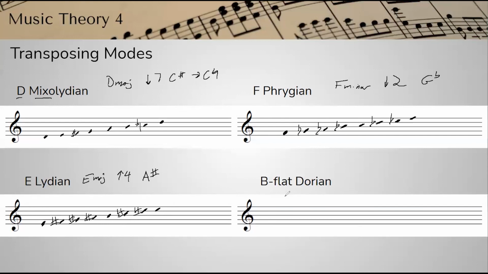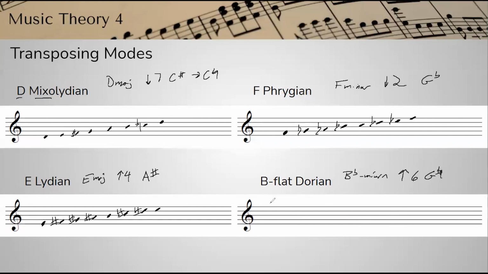And finally, B flat Dorian. So we'll start with a B flat minor scale, because that's how we get Dorian. And Dorian scales always have a raised 6th scale degree. And the 6th scale degree of B flat would be a G flat, but that G flat will have to be raised to become a G natural.